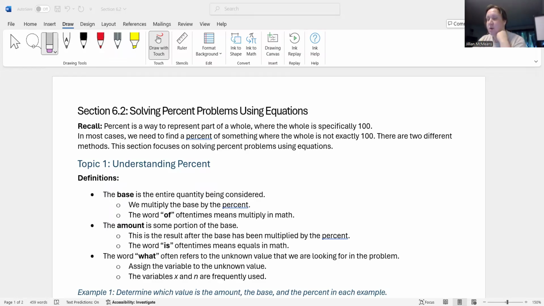For this section, we're going to look at solving percents using equations, okay? So don't get too bent out of shape about equations. We haven't officially talked about algebra yet, but we've had little bits and pieces of it here and there. So we've talked about algebra throughout this course.